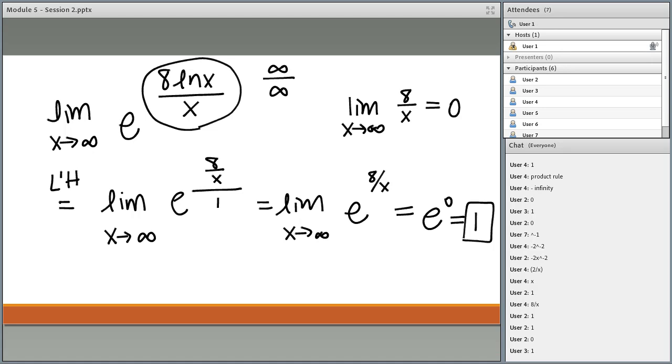It's not always the case that you end up with e to the 0 when you use the e to the natural log rule, but it is a common answer that you get fairly often, but it's not always the case.